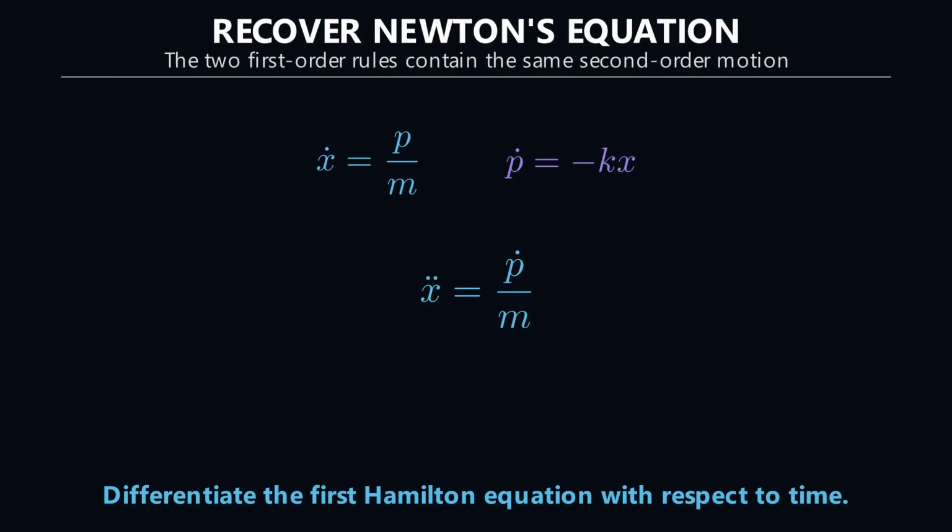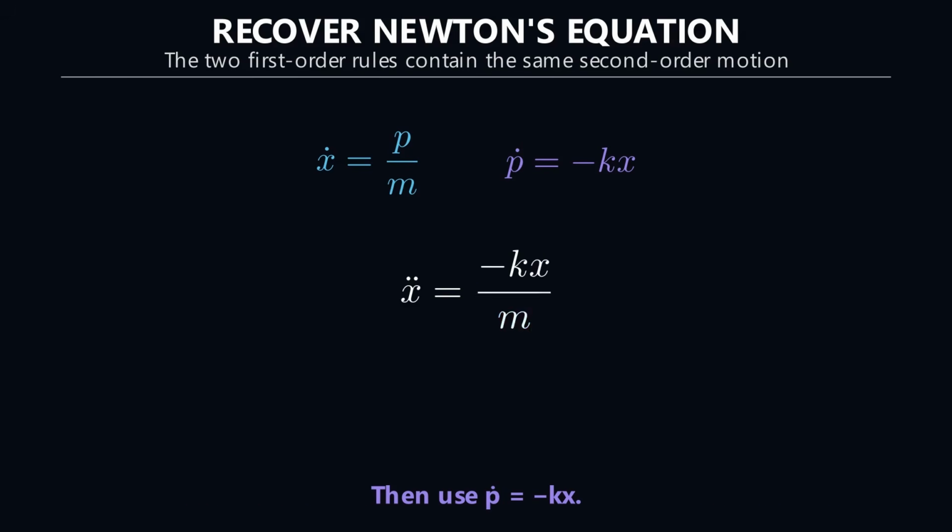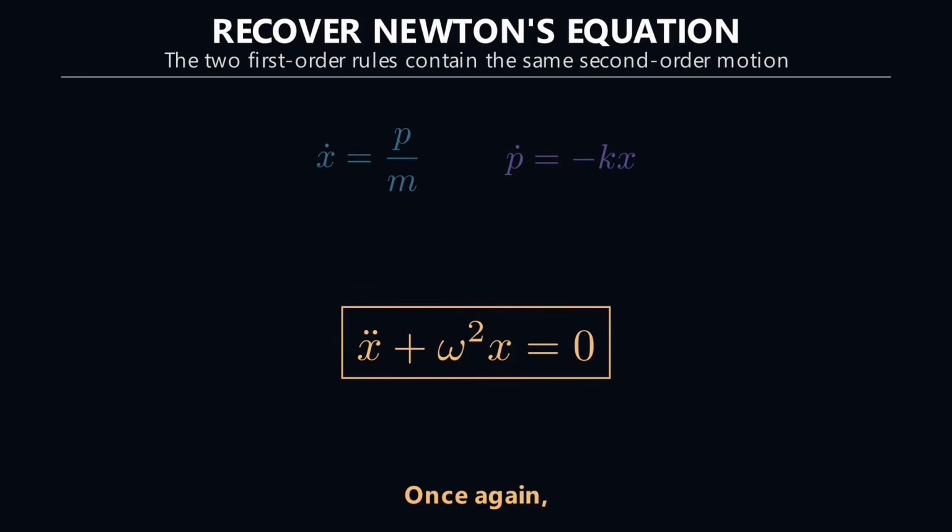Differentiate the first Hamilton equation with respect to time. Then use the force, negative k x, which is just the time derivative of the momentum. And we get x double dot plus omega squared x is equal to 0. So Hamilton has passed the first test. It reproduces Newton's equation. The real payoff, though, is what happens when we put x and momentum together.